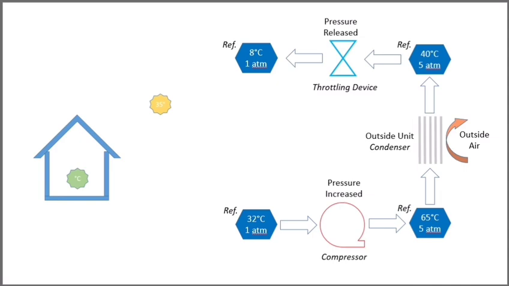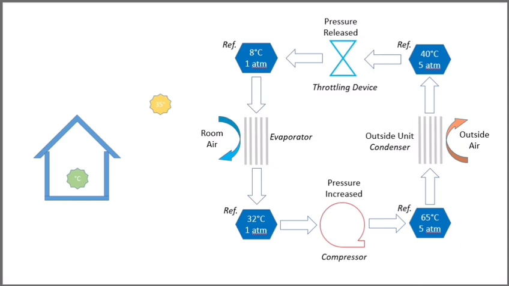Now, when the refrigerant goes through the throttling device, its pressure reduces. The pressure is reduced from 5 atmospheric to 1 atmospheric. But we have learned that according to gas laws, if the pressure reduces, the temperature also must reduce. So, when the refrigerant comes out of the throttling device, its temperature will be way less than the room temperature or the desired temperature set by a user, which could be 20 degrees or 22 degrees Celsius. But our refrigerant temperature at the end of the throttling device is around 8 or 10 degrees Celsius. This cold refrigerant now flows to the inside unit of an air conditioner called evaporator.